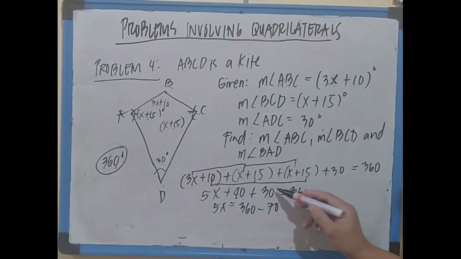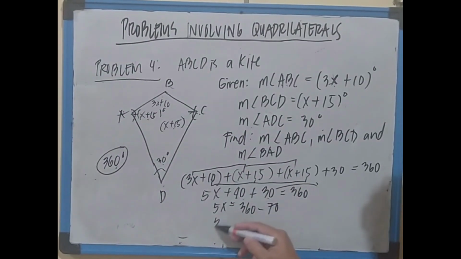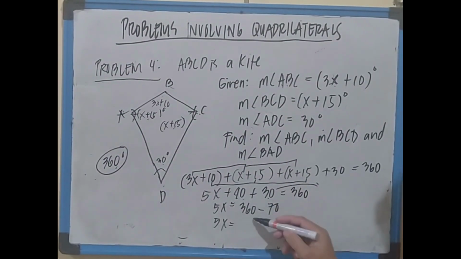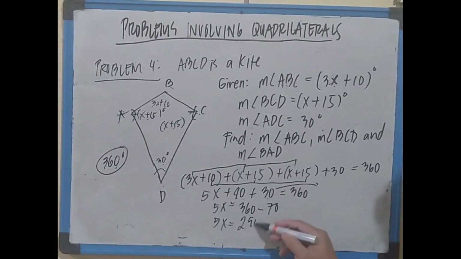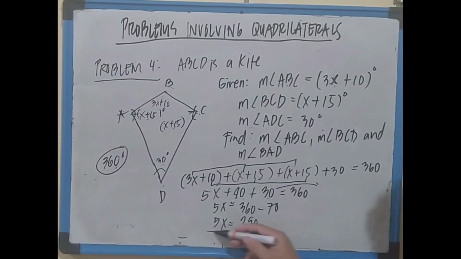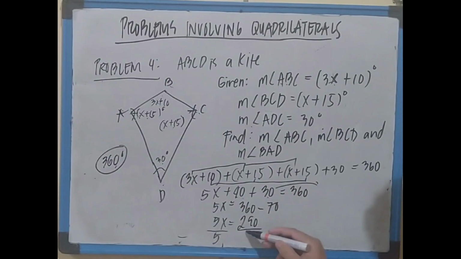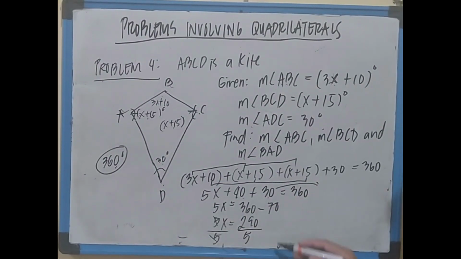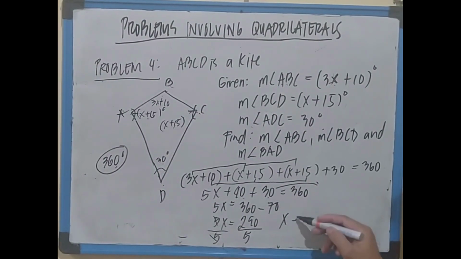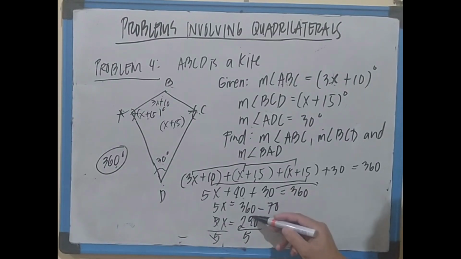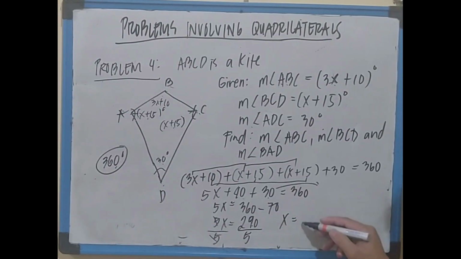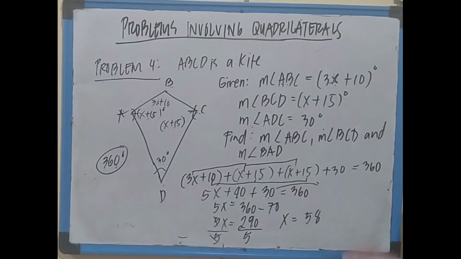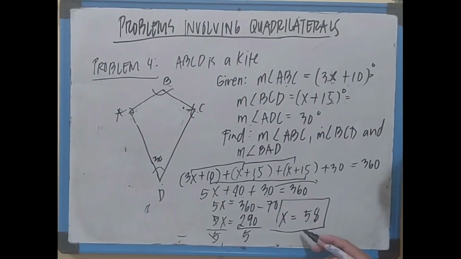Lipat natin sa kabila ito. Then we have now 5x is equal to 360 minus 70. We have now 290. And divide it both sides by 5. So cancel yan, and that will be x is equal to 290 divided by 5. That will give us 58. Our value for x is equal to 58.